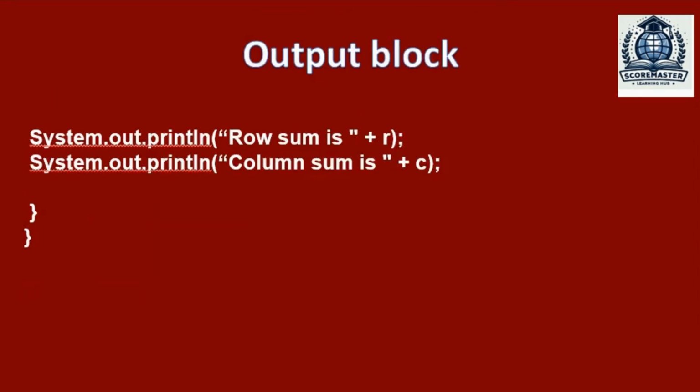And the next one, if you see, after doing the row and the column addition, I'm printing the output, that is, row sum is equal to R and column sum is equal to R.